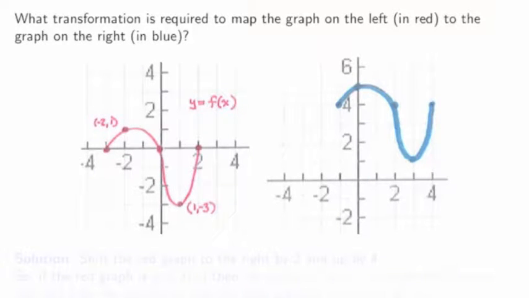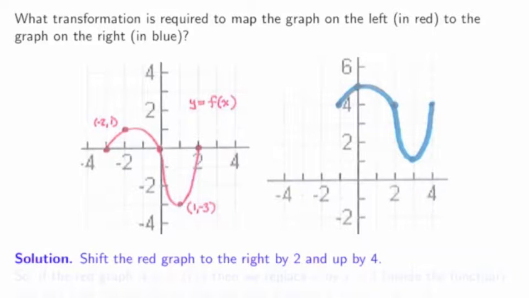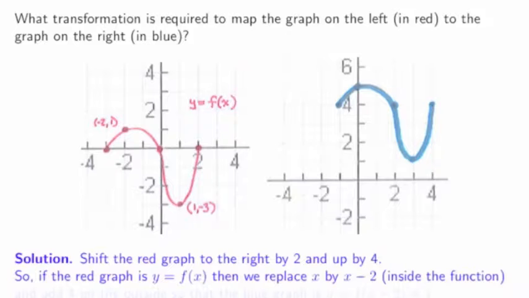Shifting up by 3, just add 3. Let's do another one. Here the graph in red on the left, we seem to have moved it up by 4 and over to the right by 2. Yes, shift the red graph to the right by 2 and up by 4. So if the red graph is y equals f of x, then for the blue graph we replace x by x minus 2 to shift to the right by 2, and then on the outside we add 4. So the blue graph is y equals f of (x minus 2) plus 4. Replacing x by x minus 2 shifted us to the right by 2, and adding 4 on the outside moved us up by 4.